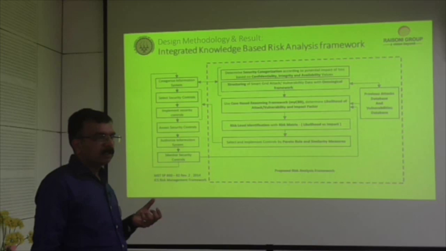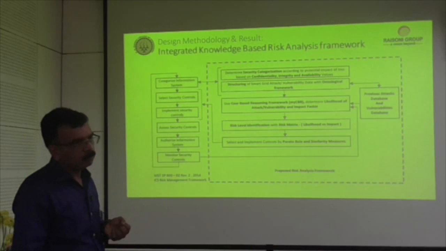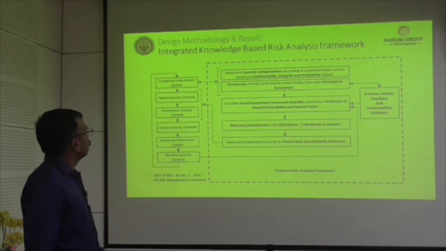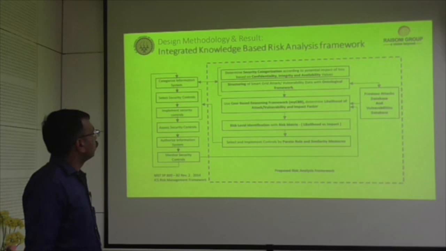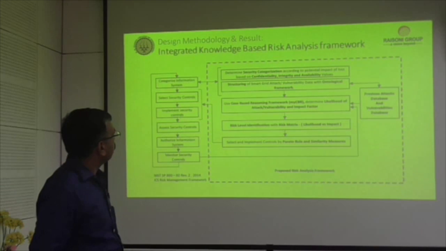The main role of the analyst is to find the likelihood on the basis of experience. Impact is more dependent on the organization, sector and so on. Second is the structuring of smart grid attack data, vulnerability data and the ontological framework developed. Then case-based reasoning is used to determine the likelihood, impact and vulnerability of the impact factors. Then for risk level identification, a risk matrix is developed.